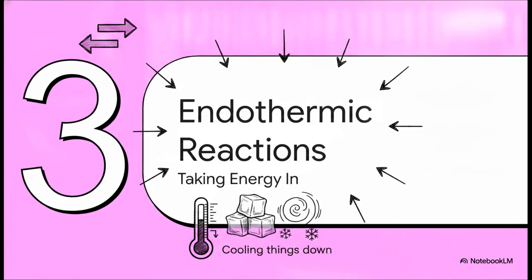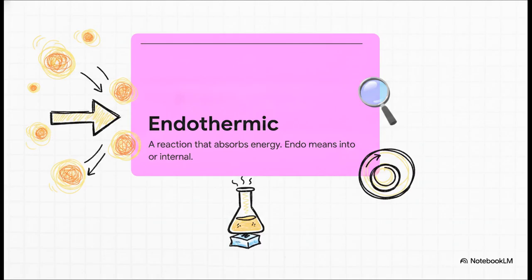All right, let's flip the script for Section 3, endothermic, taking energy in and cooling things down. We are pivoting to the exact opposite process here. Endothermic reactions are chemical reactions that absorb energy from their surroundings in order to take place. Think of the prefix endo as meaning into or internal. Energy is actively being taken into the system from the outside world, and it needs a continuous supply of that external energy just to keep going.